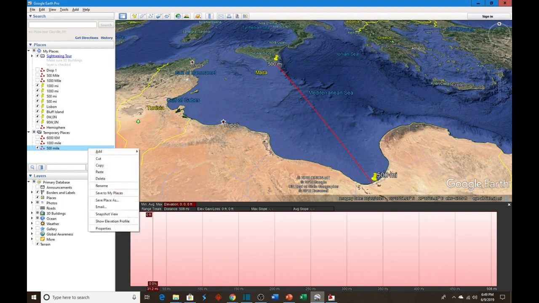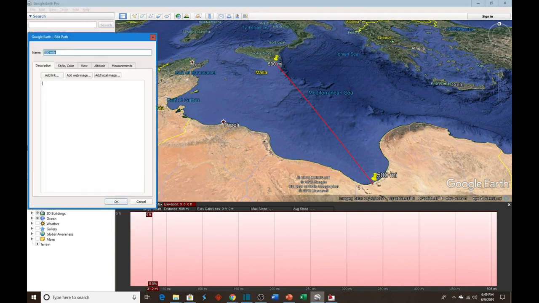And it's because, let me open up properties here, the properties of that line. You'll notice there's a thing that says altitude. When I open that up, you have a little pull down here. And what it's set for right now is clamped to the ground.